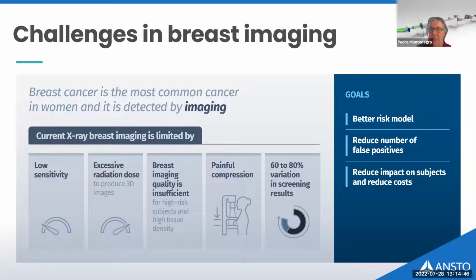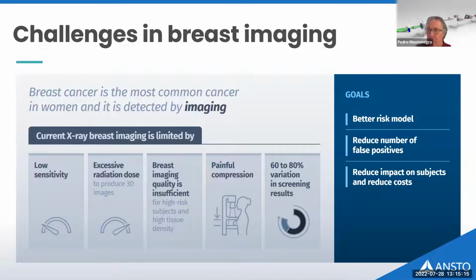Painful compression is standard in the standard mammogram, although there are techniques on the market, such as the dedicated breast CT equipment. This is coming on the market where compression is no longer required, but they still fail on the quality of the image given. And of course, there is 60 to 80% variation in screening result, depending on quality of the image and who is looking at these images.